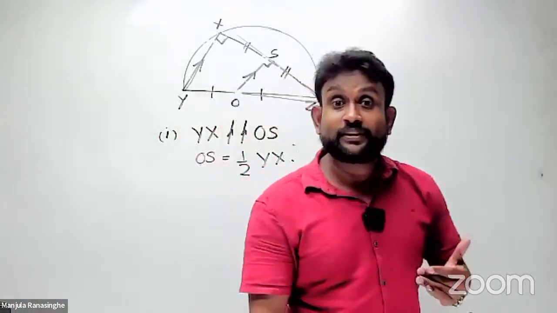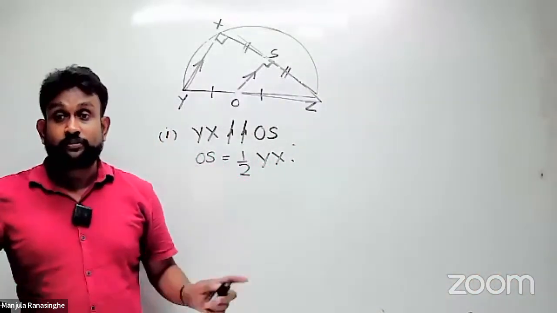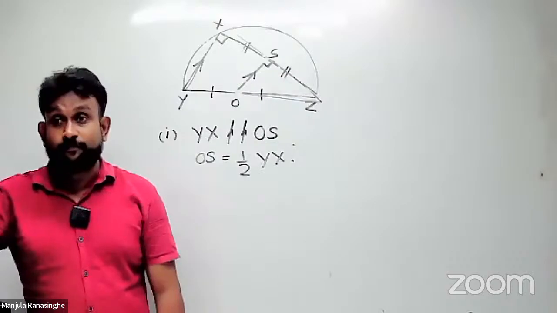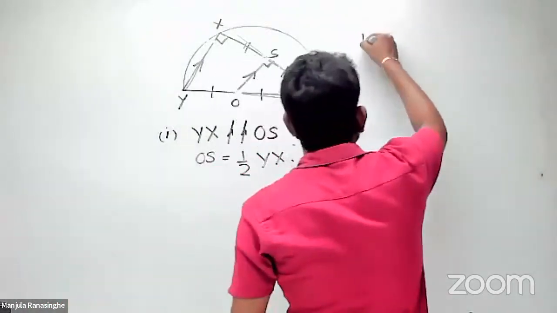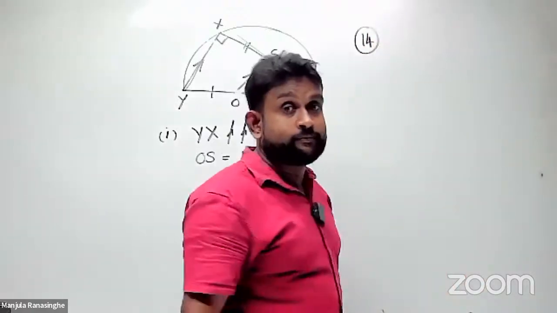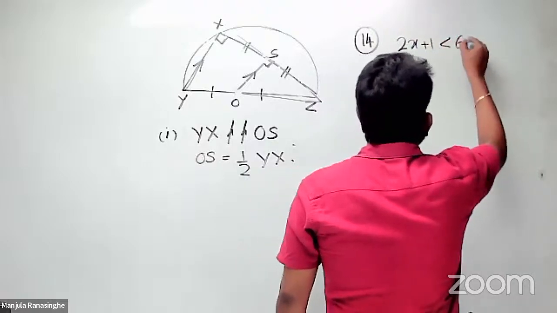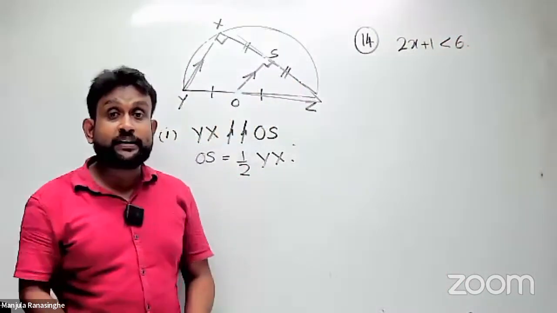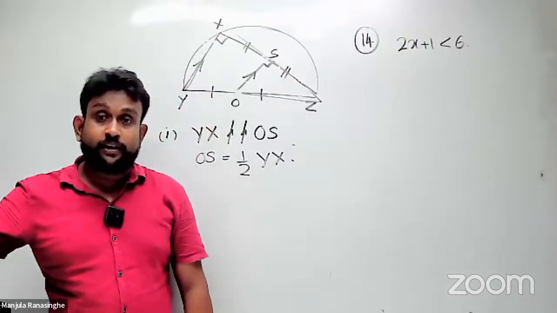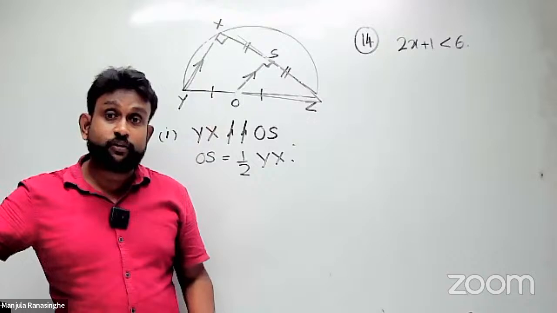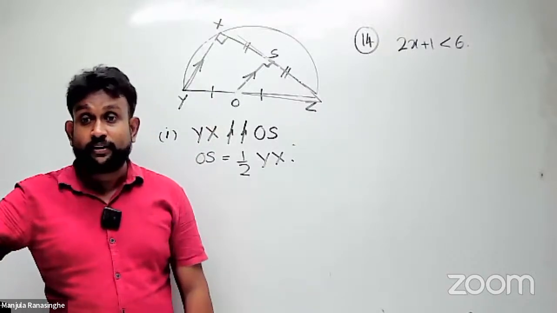You apply the converse first, then you take the midpoint theorem. Okay, so these are the two relationships they are asking. Right, question number 14. Question 14 says 2x plus 1 is less than 6. Then write the set of positive integers which satisfy the inequality. To find the positive or negative solutions, you must first solve the inequality.